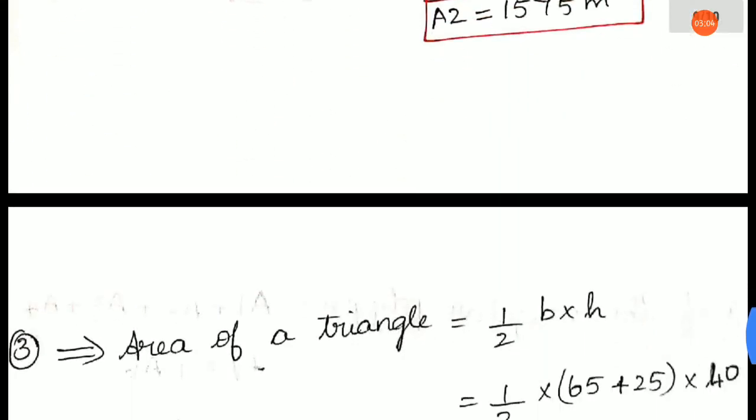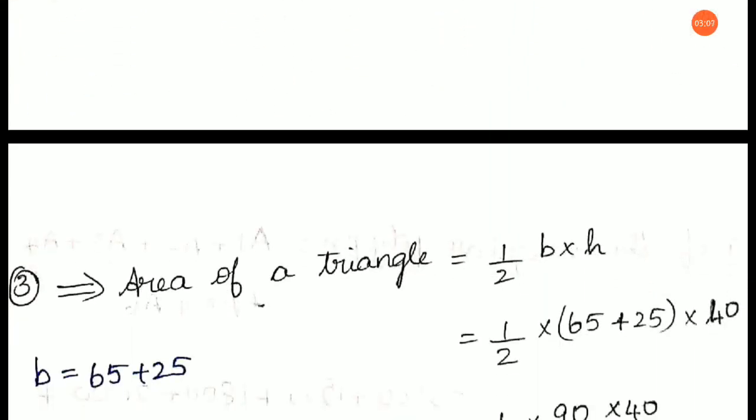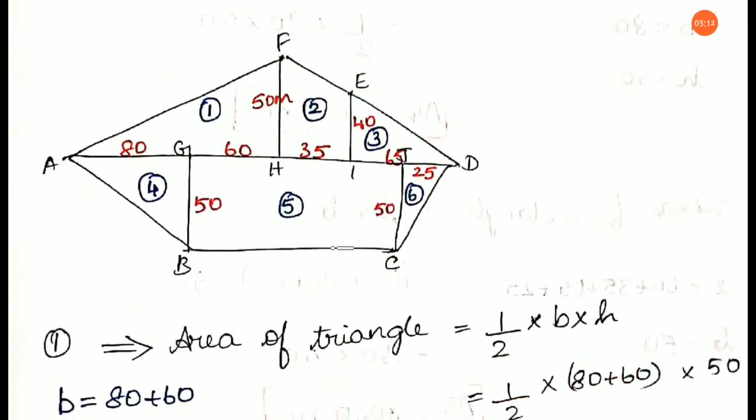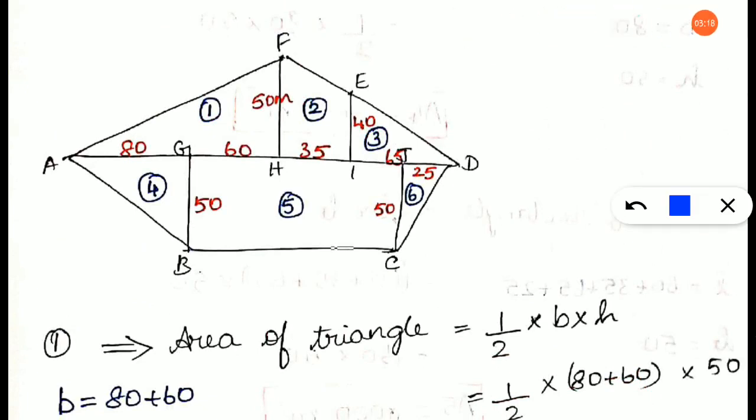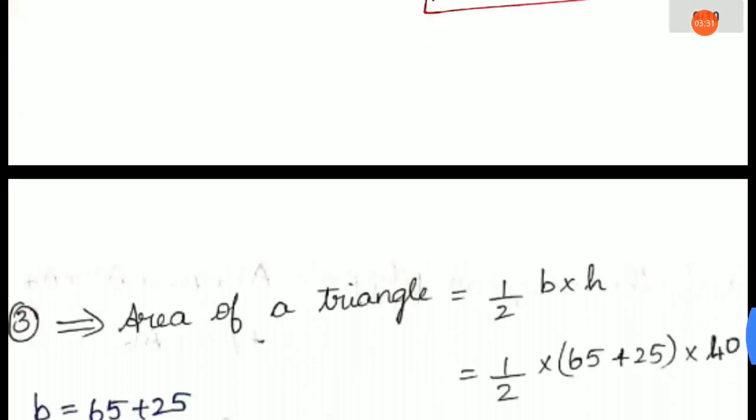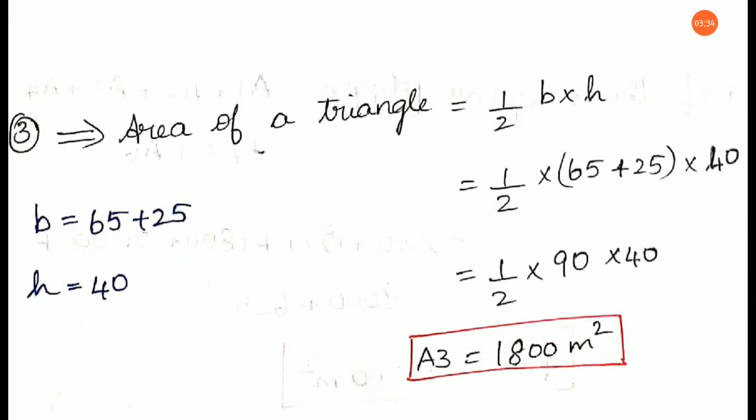Now the third one is the area of a triangle, half base into height. Look at this triangle, what is the base and what is the height? Here 65 is given and this part is mentioned as 25. So you are going to add both these parts. This is the base, you add these two, and 40 is the height. Shall we substitute the values now? Half into 65 plus 25 into 40. That gives you half into 90 into 40. So the area of the third shape will be 1800 meters square.